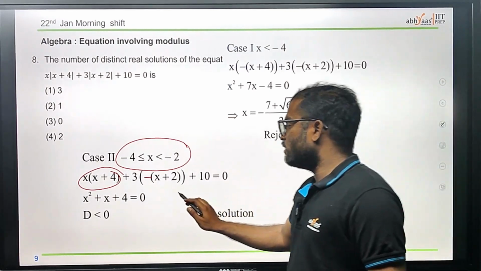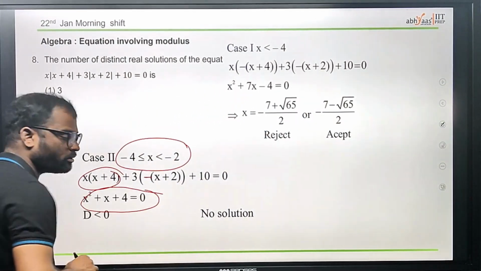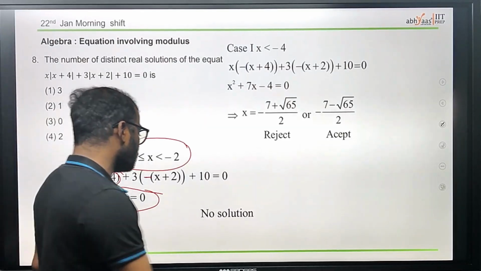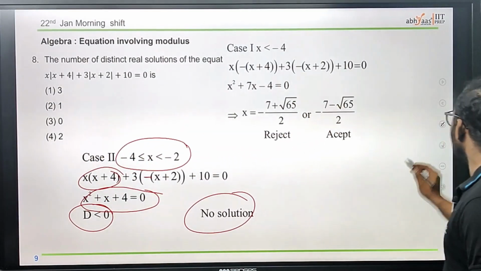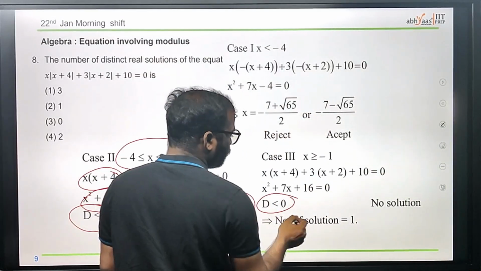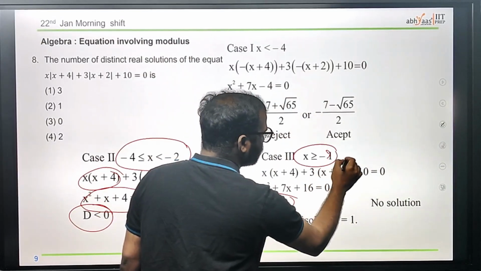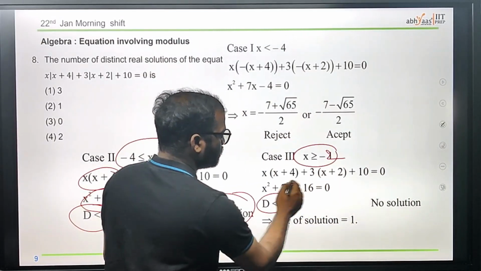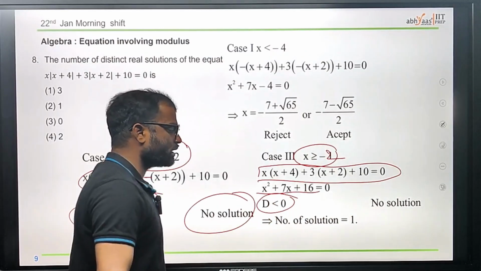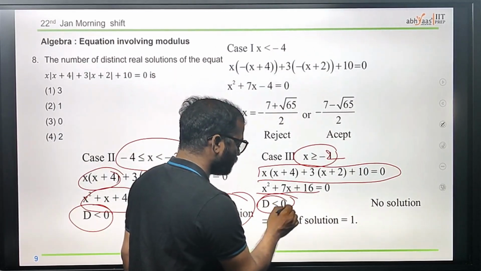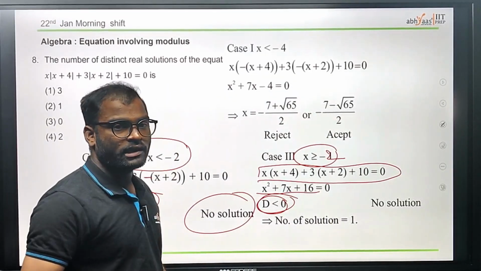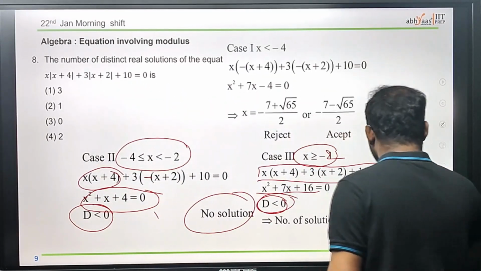By using the discriminant formula, we can say D is less than 0, therefore we have no solution. Similarly for case 3 as well, we got the discriminant as less than 0, for x greater than or equal to minus 2. We got this quadratic equation, and for this the discriminant is less than 0, which means we don't have any real values. Therefore this is also no solution.